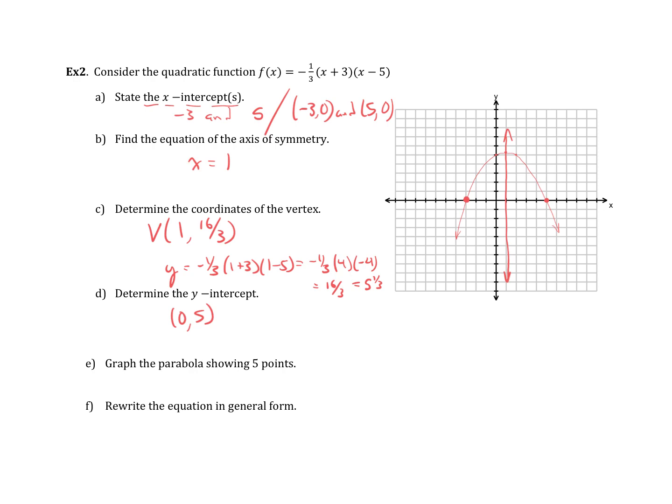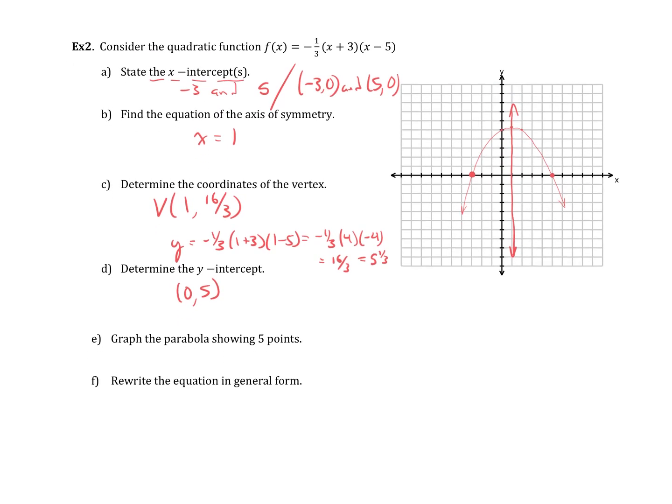Graph the parabola showing 5 points. Done. Rewrite the equation in general form. Okay. So general form was the form that looked like this. The best way to do that, and this is what next lesson's about, 2.4, is to go from this, which is root form or intercept form, to standard form, is simply to expand it. Negative 1/3, and then I just kind of FOIL this out. This is x squared minus 2x minus 15, and then distribute the negative 1/3. Negative 1/3 x squared. I've been grading your area and volume things too much. 2/3 x plus 5. I believe that's it.